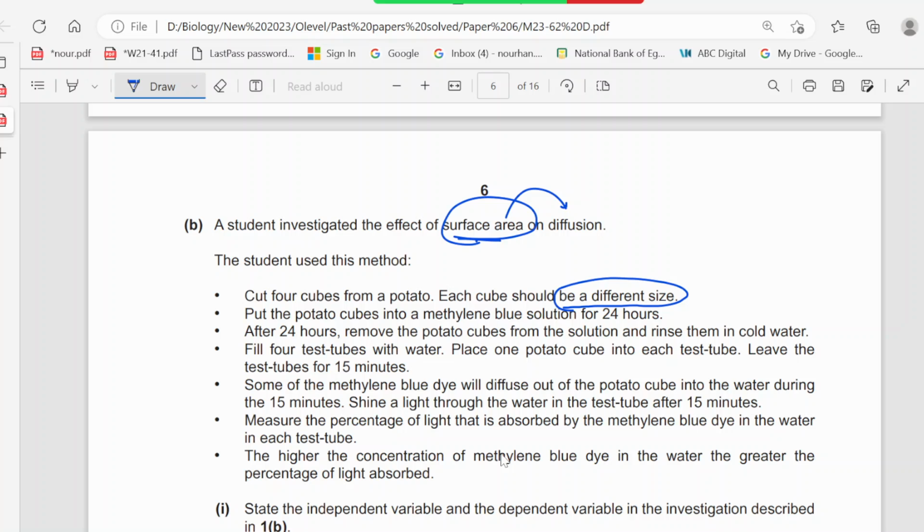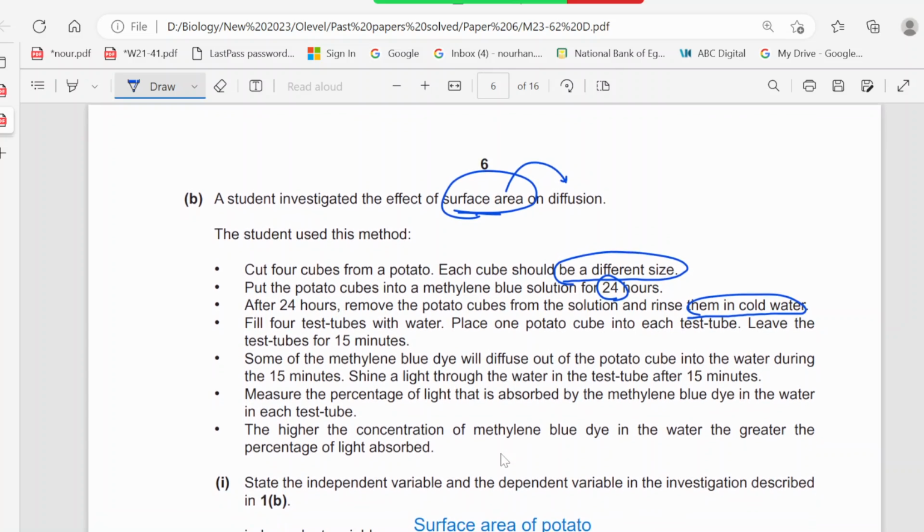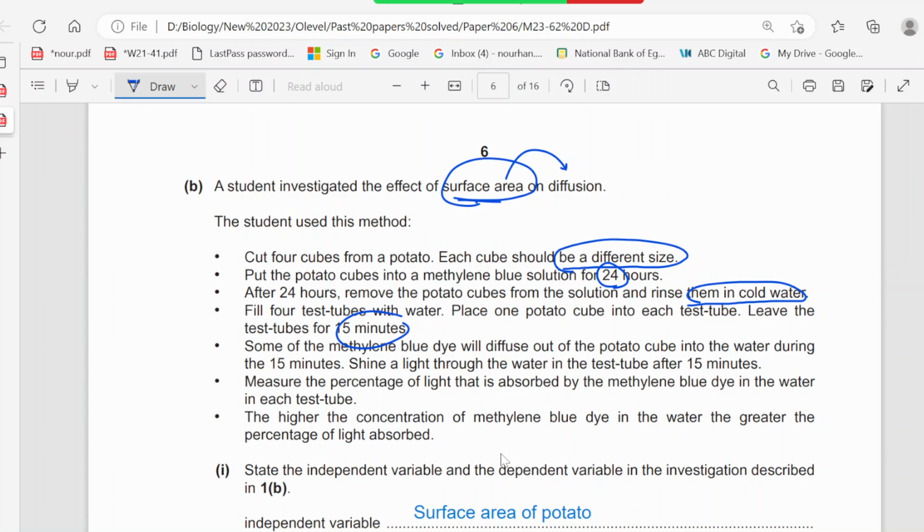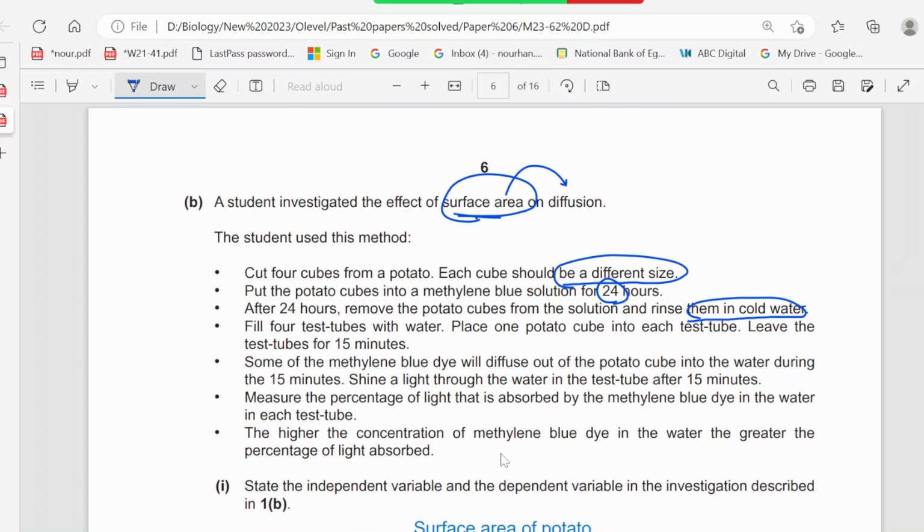Put the potato cubes in methylene blue for 24 hours and then remove the cubes, rinse them in cold water, fill 4 test tubes with water, put a cube in each, leave them for 15 minutes. Some of the blue dye will diffuse out of the cube into the water. Shine a light through the water after 15 minutes. Measure the percentage of light that is absorbed in each test tube. So here I did a different experiment. I changed the surface area.